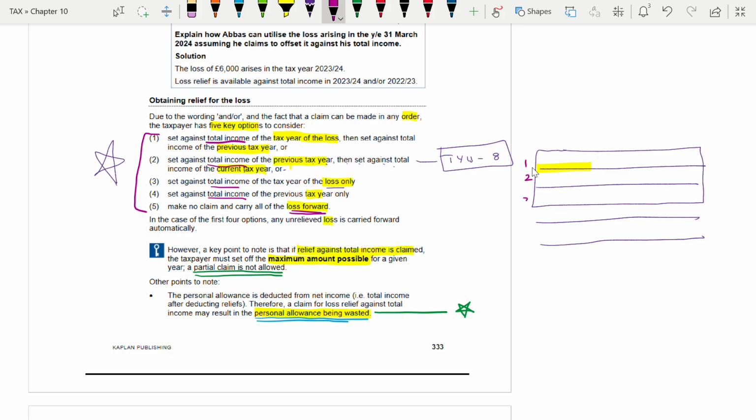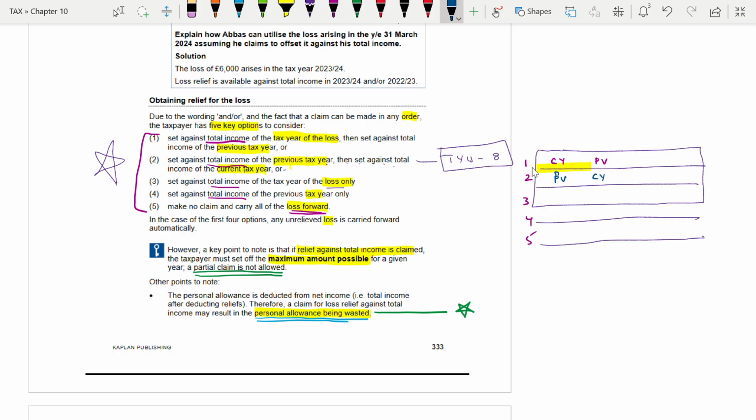One, two, three, four, and five. Okay, first one is what? Current year. First you take the current year, then the previous year. Okay, second one is what? Second one is first you take the previous year, then you take the current year.